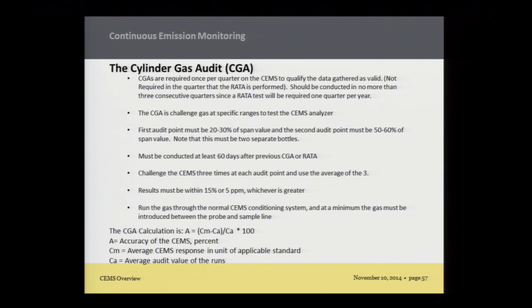So CGAs are required once per quarter on the CEMS to qualify the data gathered as valid. They're not required in the quarter that you run the RATA. They should be conducted in no more than 3 consecutive quarters, since the RATA test will be required 1 quarter per year. Now, I will tell you this. The CGA is only required if the rule calls for it.